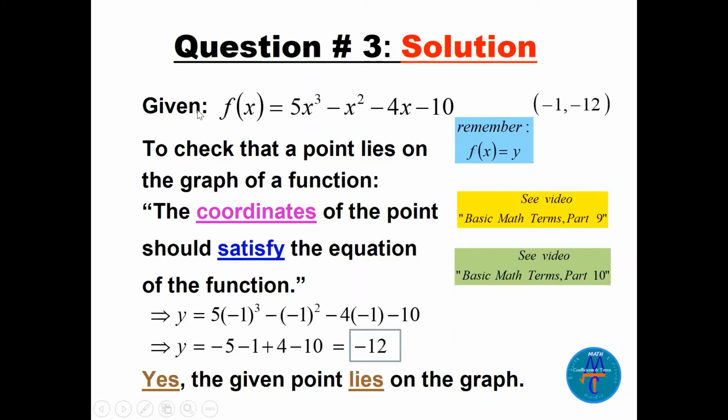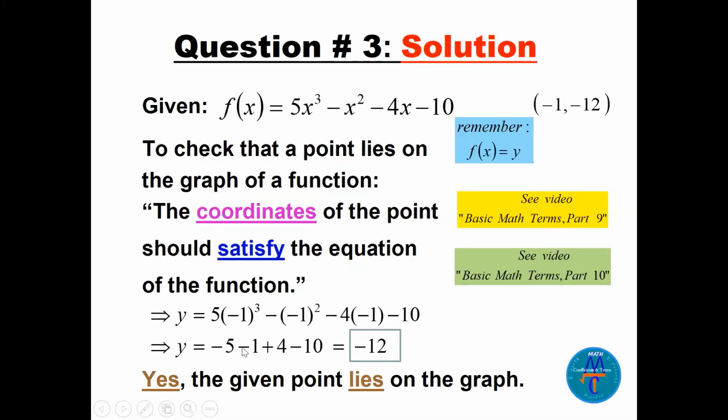So what can I do? I replace f of x by y here. Then I take minus 1, replace it in this x, in this x, in this x, as you see here in details. Now be careful about the signs. Minus 1 cubed, because we have minus 1, minus 1, minus 1, odd power. So that's a minus 1. With the 5 is minus 5. Minus 1 squared is 1, you see? Minus 1 all squared in the bracket, it is 1.